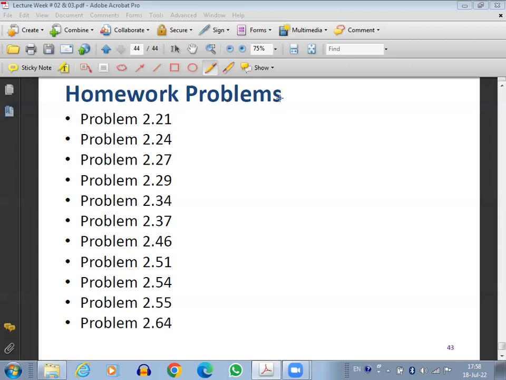Quiz one will be from chapters number 1 and 2, meaning up to what we have studied here. Chapters number 1, 2, and 3 together will be the midterm exam.